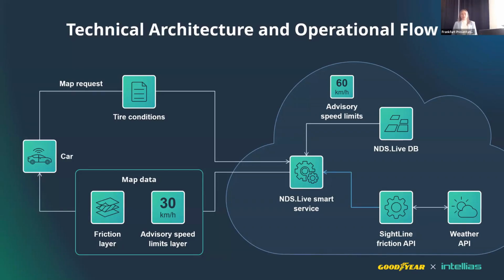And on top of that, we are grabbing advisory speed limits from the NDS.Live database and adjusting those values to the safe ones according to our friction coefficients. This additional advisory speed limit layer actually is a road rules layer, so one more road rules layer. And then all this data is sent with the other map data back to the vehicle.